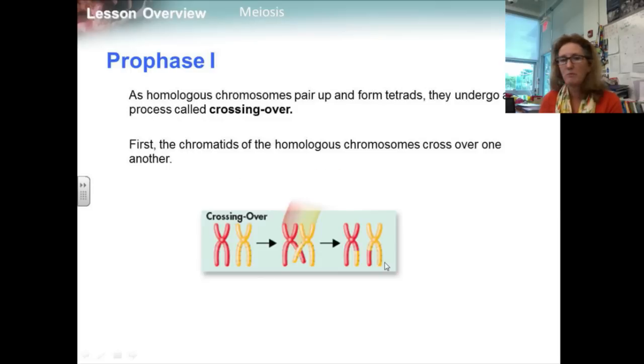As homologous chromosomes pair up and form tetrads, they undergo a process called crossing over. First, the chromatids of the homologous chromosomes cross over one another like this. See that? They pair up and they start crossing over. Then the crossing sections of the chromatids are exchanged. You can see how that happens right there. The crossing over is important because it produces new combinations of alleles in the cell.